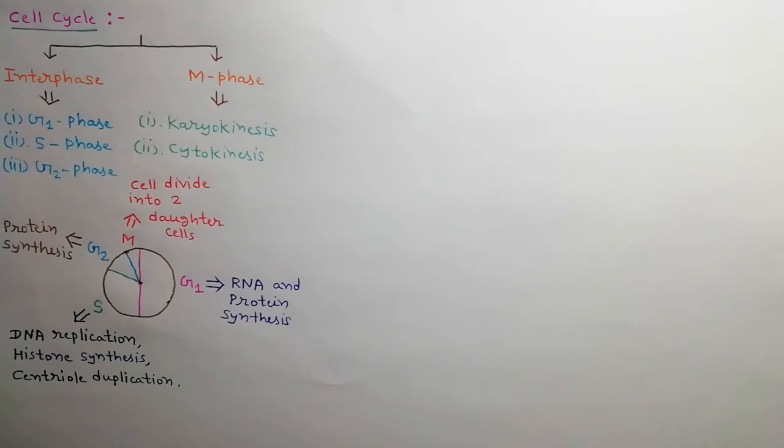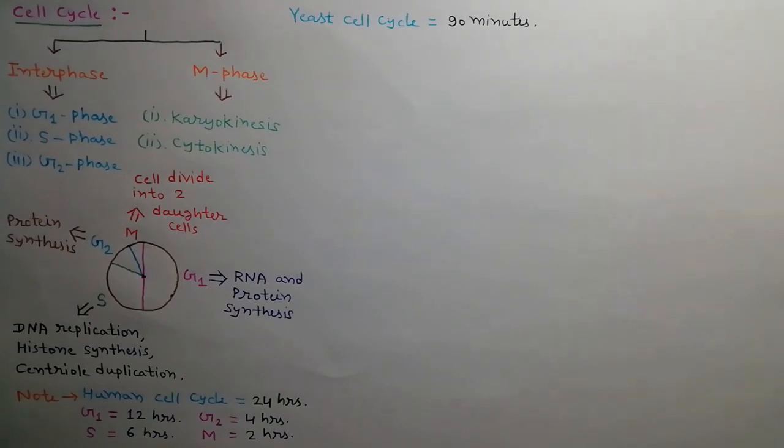M phase is the shortest phase of the cell cycle as it consumes the least time. In M phase, the cell divides into two daughter cells. The time period of the cell cycle varies from species to species.